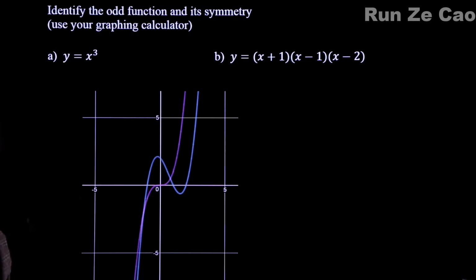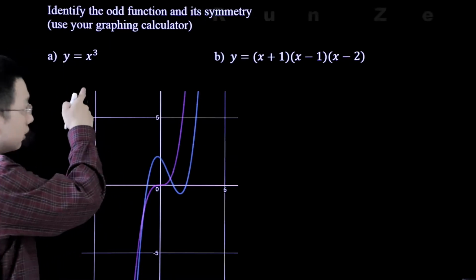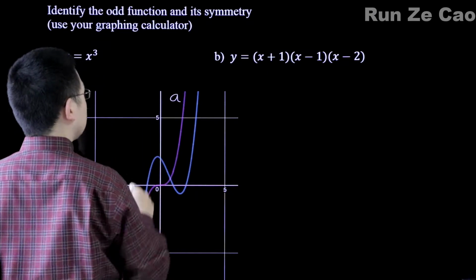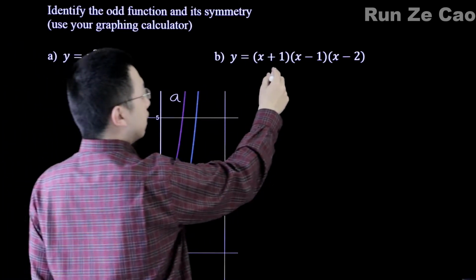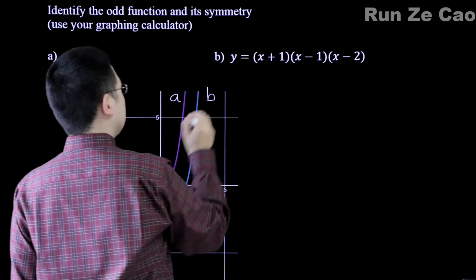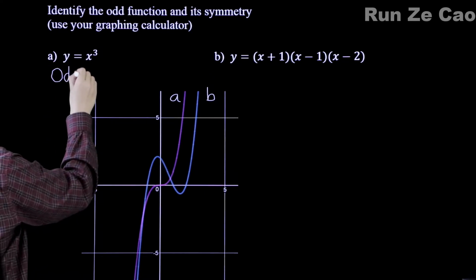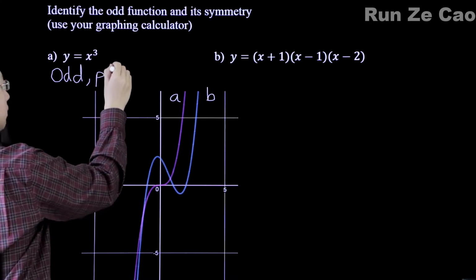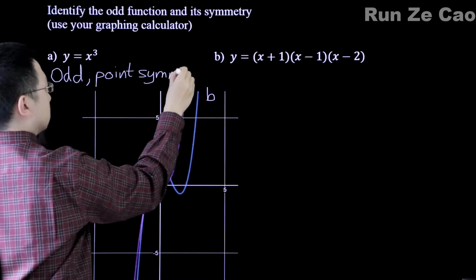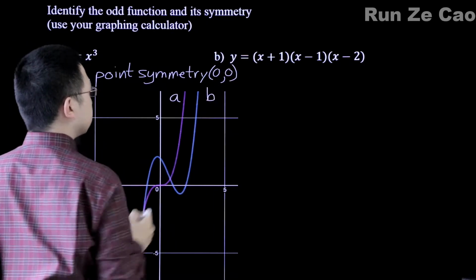So here, let's identify the odd function and its symmetry. Use your graphing calculator. Well, x to the third, we have no constant term, so that's clearly this one. So it passes through 0, 0. This one, plus 1 times -1 times -2 is plus 2. So that's this graph here. So this is odd. Point symmetry about 0, 0.